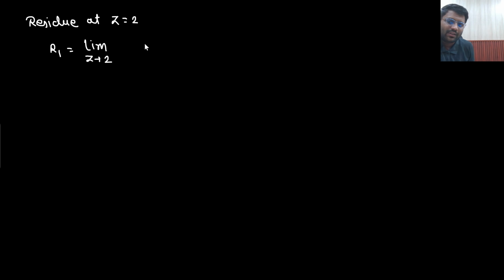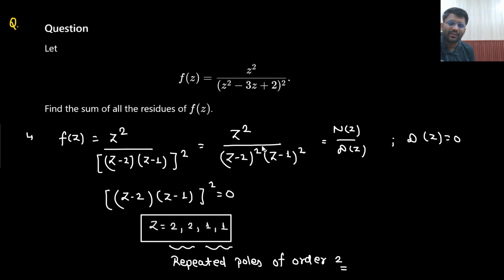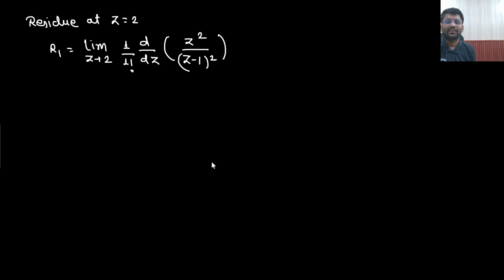It would be a bit lengthy question. So d by dz, what differentiation you need to do? z square upon z minus 1 whole square. Okay, so this is the differentiation that we are supposed to do, divided with 1 factorial. And then you need to put z tending to 2 here. So first you differentiate z square upon z minus 1 whole square.